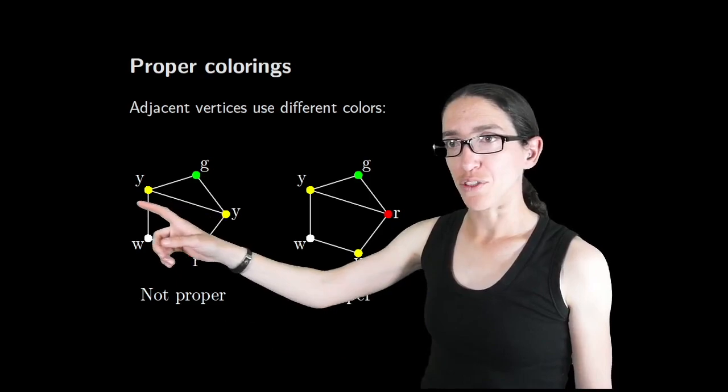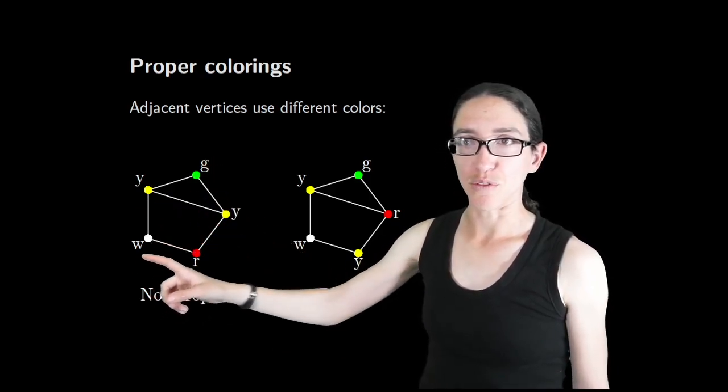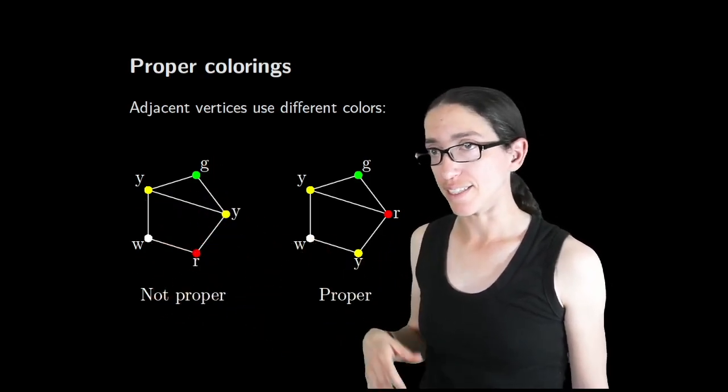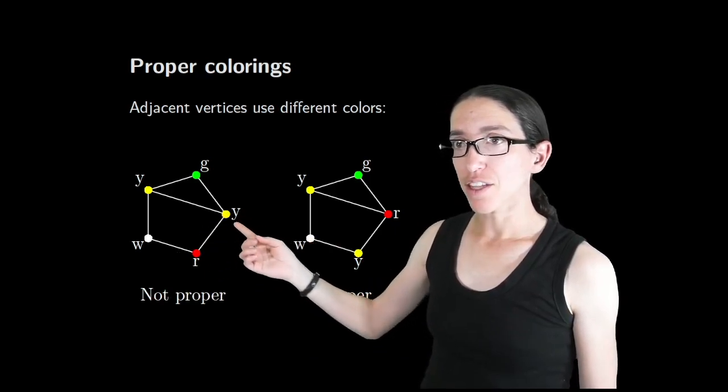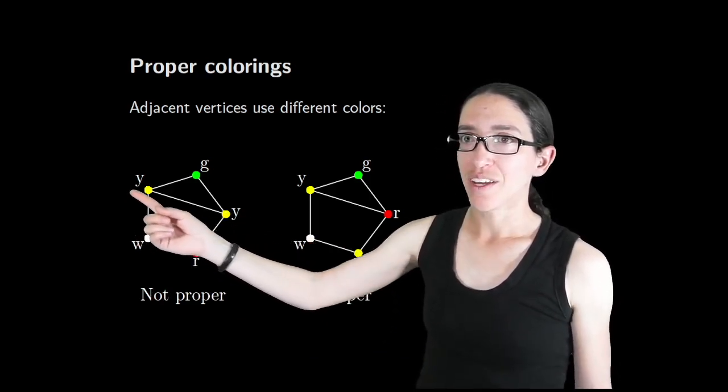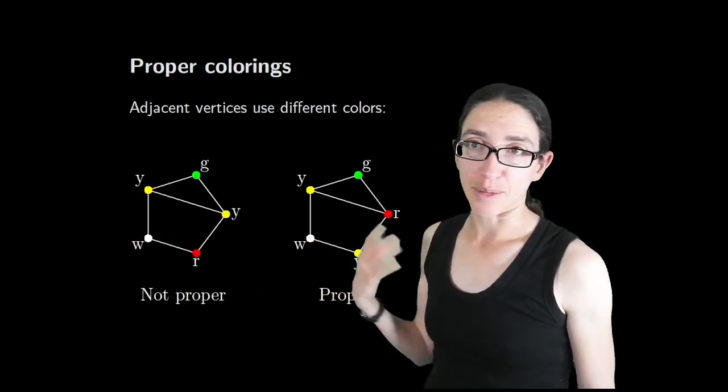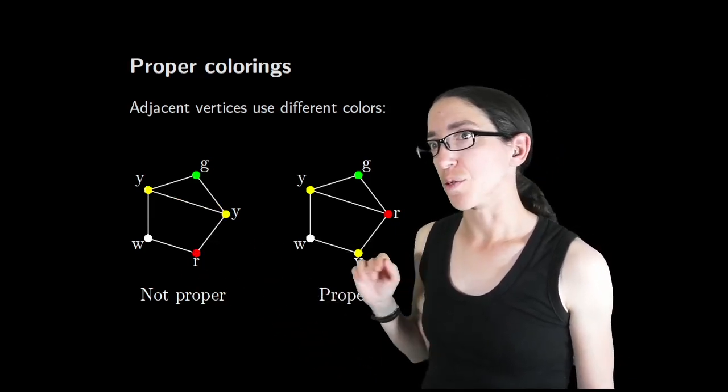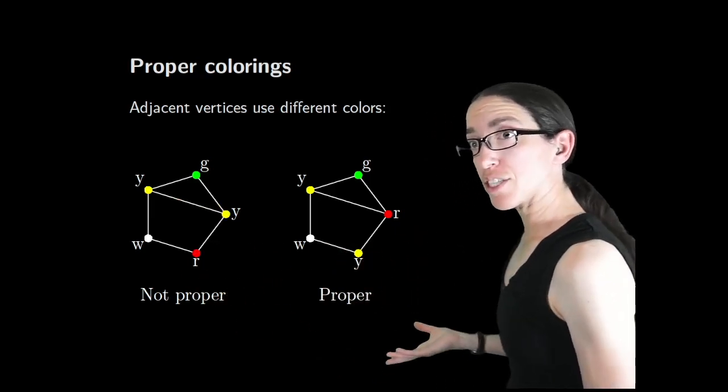I put Y's for yellow and G for green and W for white and R for red here so we can easily see the colors. And I colored two adjacent vertices yellow. These two vertices are connected by an edge, that means they're adjacent, and they're both yellow, so that's not a proper coloring. But here's a proper coloring.